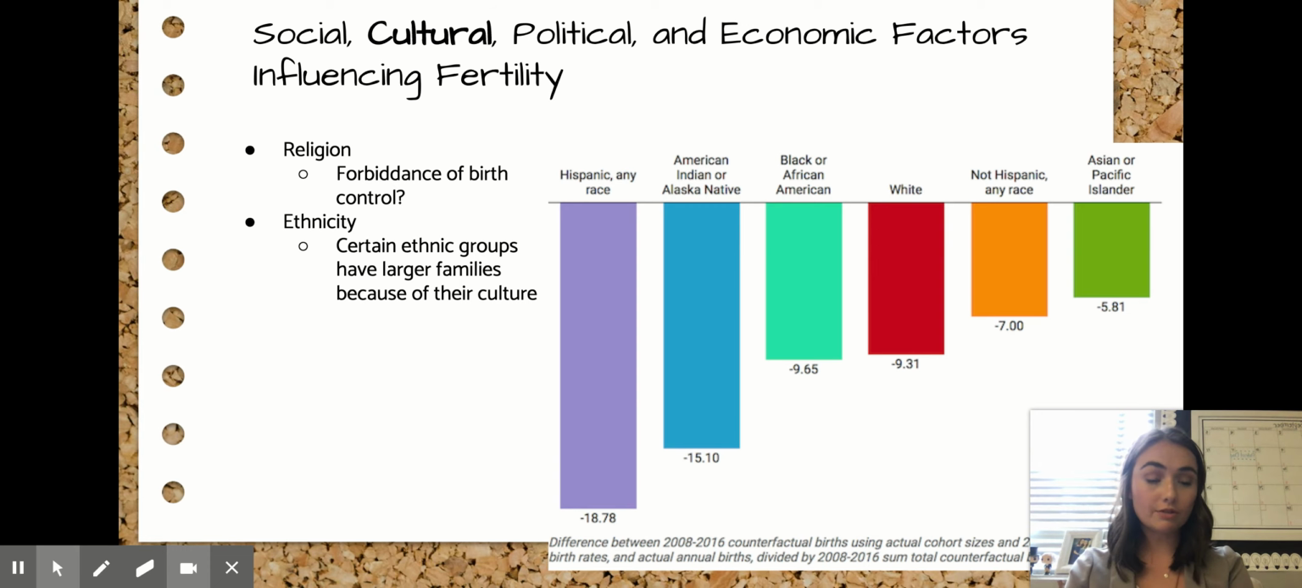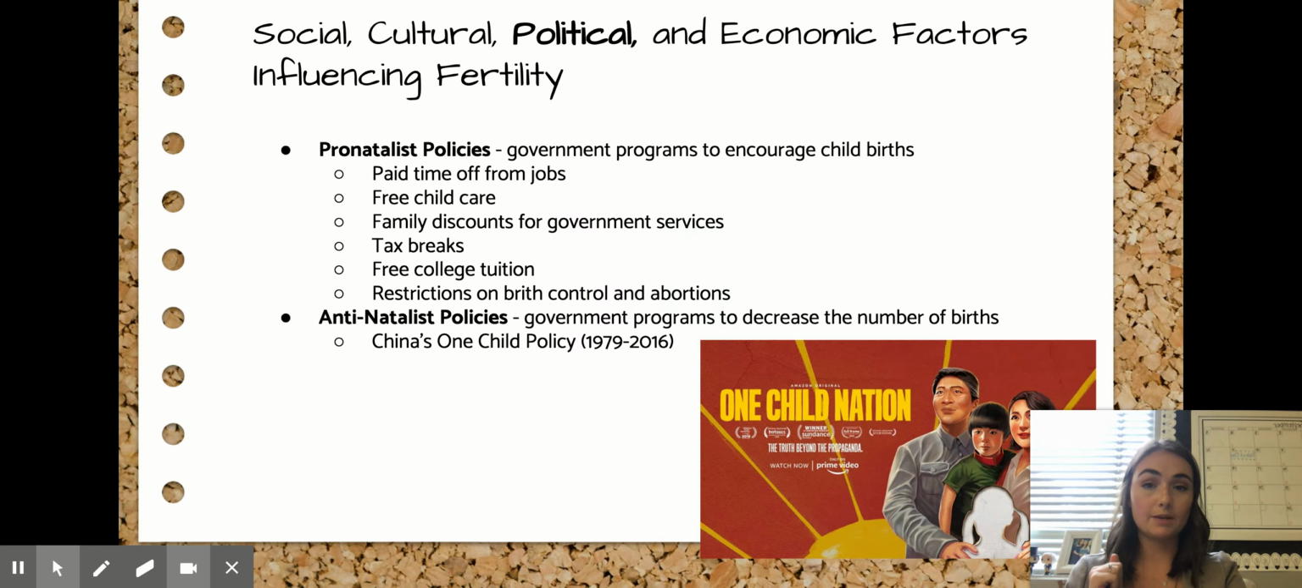And so right here, you can see a chart of different ethnicities and their fertility rates. Hispanic families tend to have more children. Asian and Pacific Islander families tend to have fewer children. These are just trends based on those ethnic groups and their culture. So those are cultural factors that influence fertility.